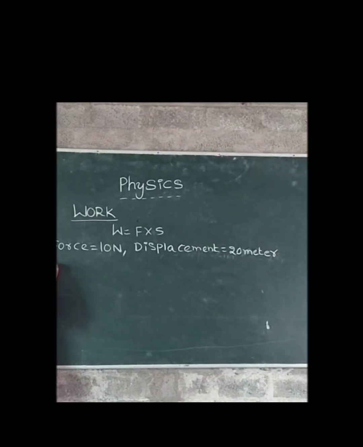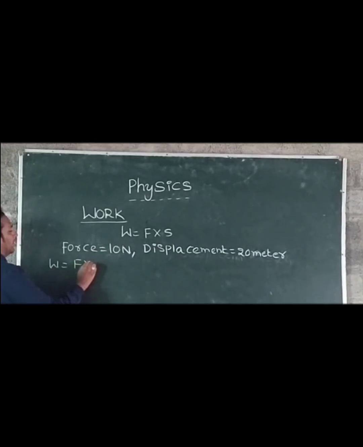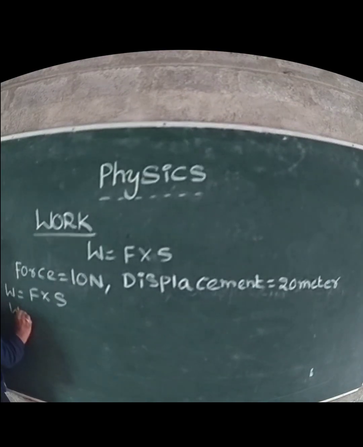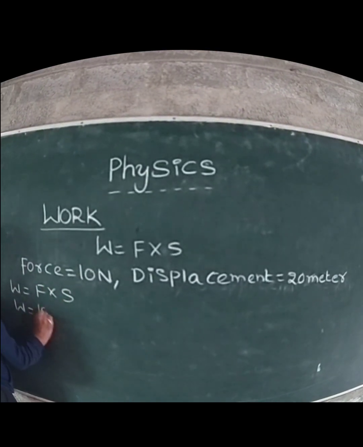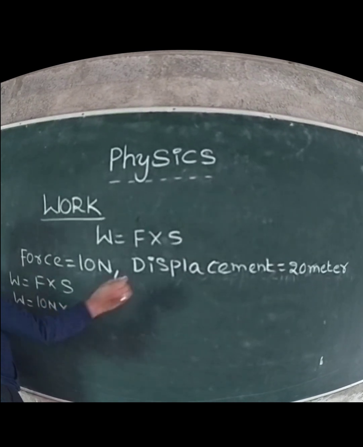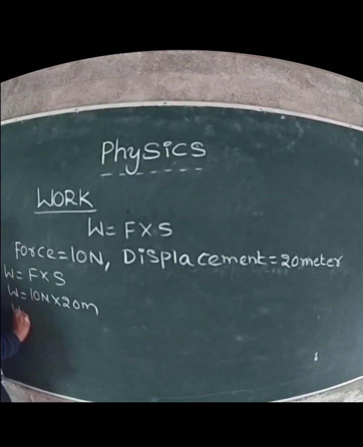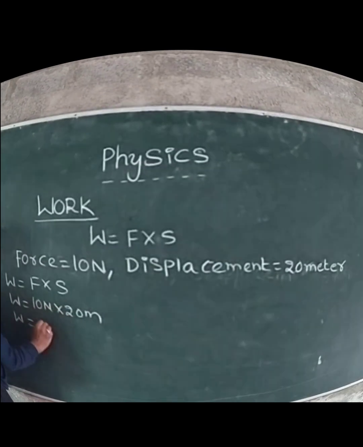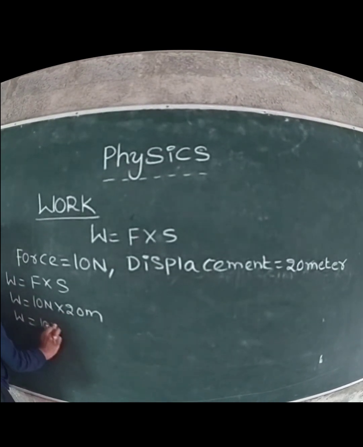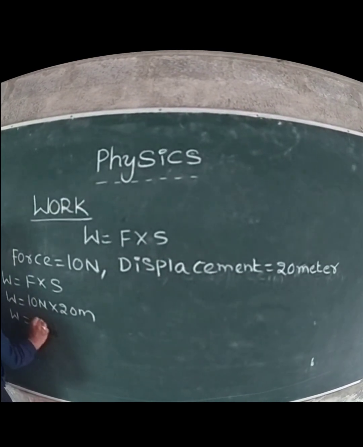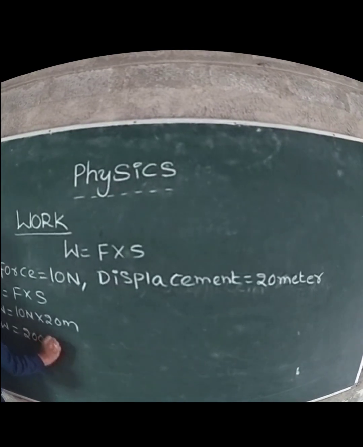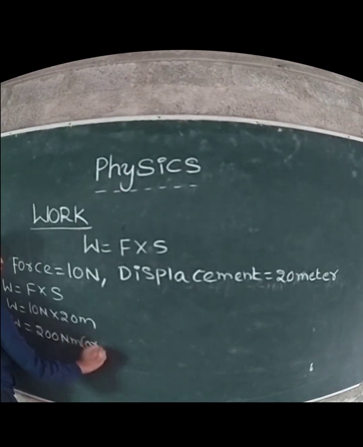Now we can do it simply like this. W is equal to F into S. So how much force is given? 10 newtons. How much displacement is given? 20 meter. We just do the product, 20 into 10, and we get 200 newton meter or joule.